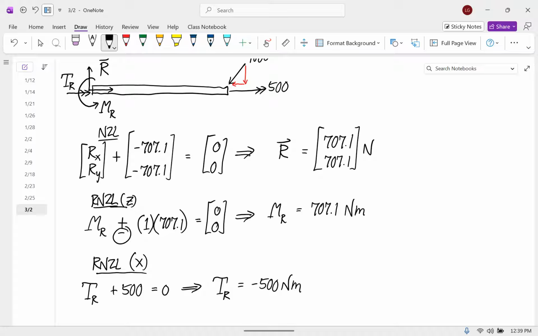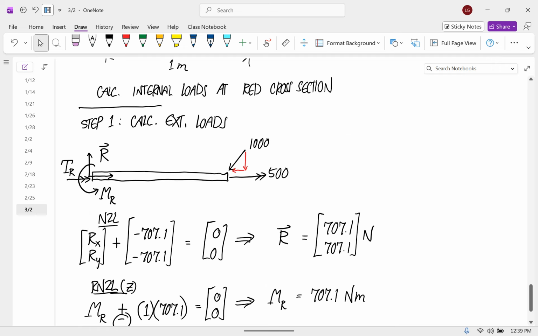Why in the first one do we have the negative 707.1? Why is it negative? I just came up with the components of this. That's a 45-degree angle with the horizontal. So cosine and sine of 45 degrees is 0.7071. Then multiply it by 1,000. And it's negative since it's going down. Yep, because of the direction it's going.